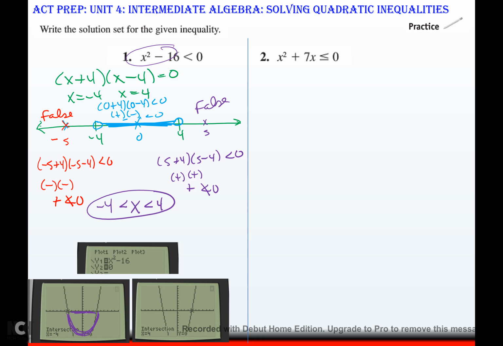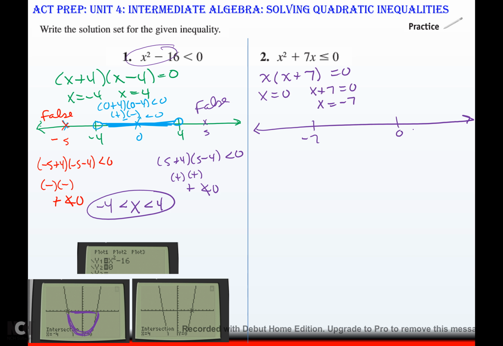Okay. All right, number 2, if I factor, the two terms are not squares or cubes, so I can GCF an x out, which would leave x plus 7. I'm going to use equal right now. So I got x equals 0 and x plus 7 equals 0, which means x equals -7. So on my number line, -7, 0. And we test. I'm going to test something down here like -10.